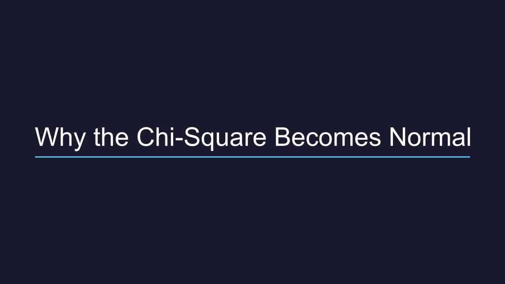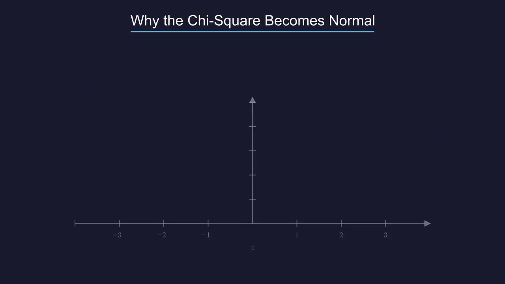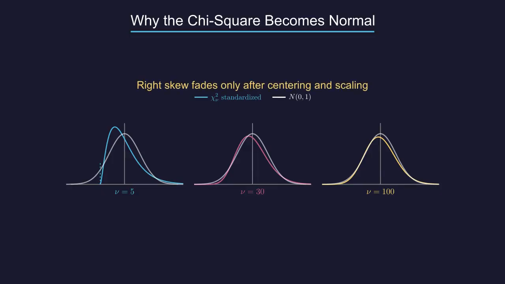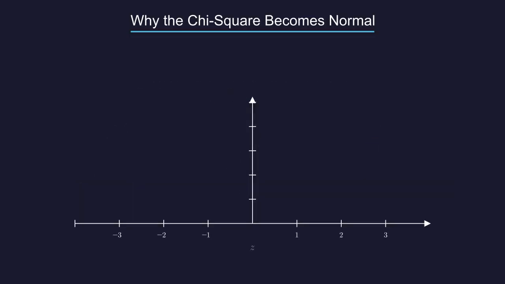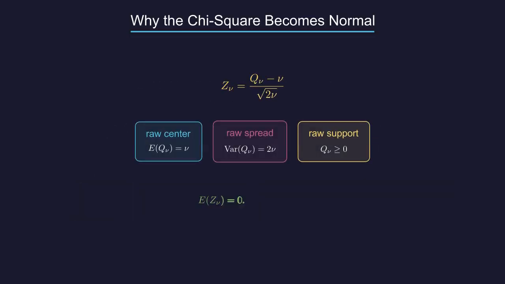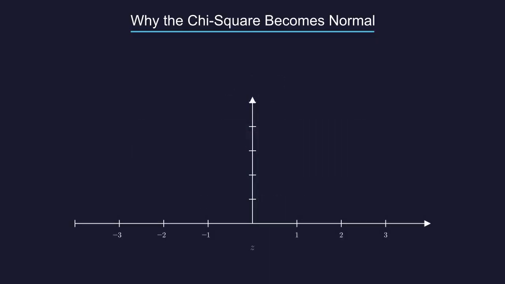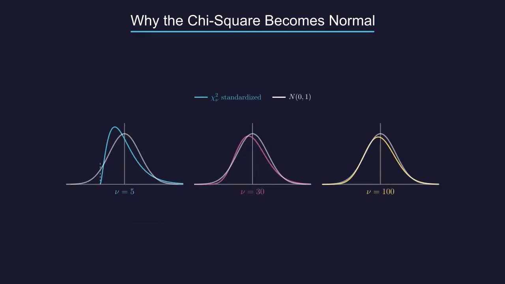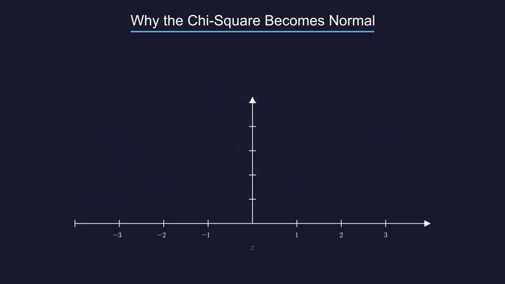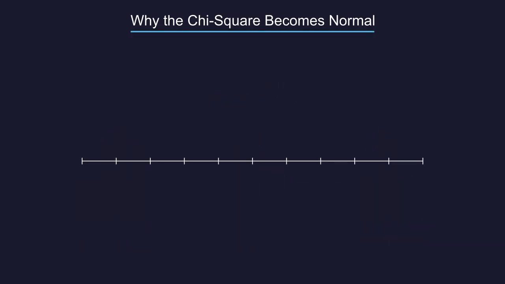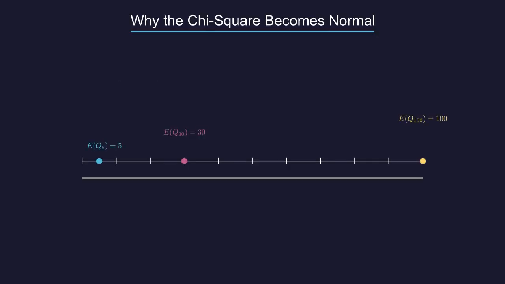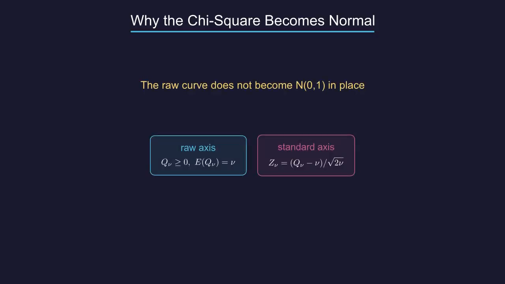Why the chi-square becomes normal. How can a right-skewed chi-square curve approach a symmetric normal curve? Chi-square normal convergence shows how a centered and scaled chi-square variable becomes approximately standard normal as its degrees of freedom increase. An unstandardized chi-square distribution has mean nu, variance 2 times nu, non-negative support, and right skew. It does not simply turn into N(0,1) on its original axis.